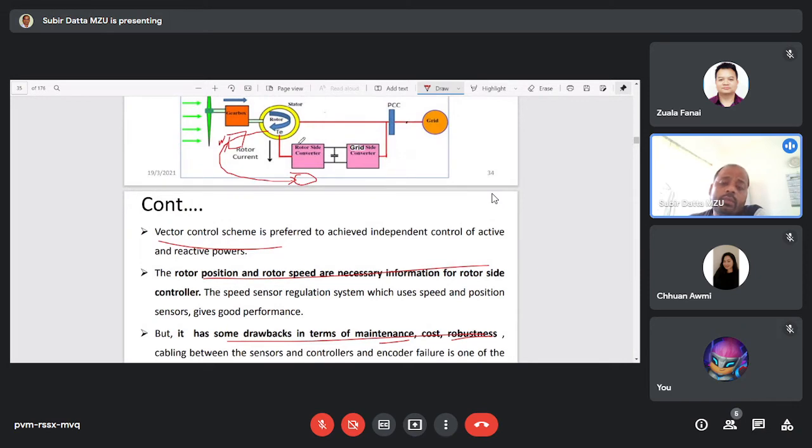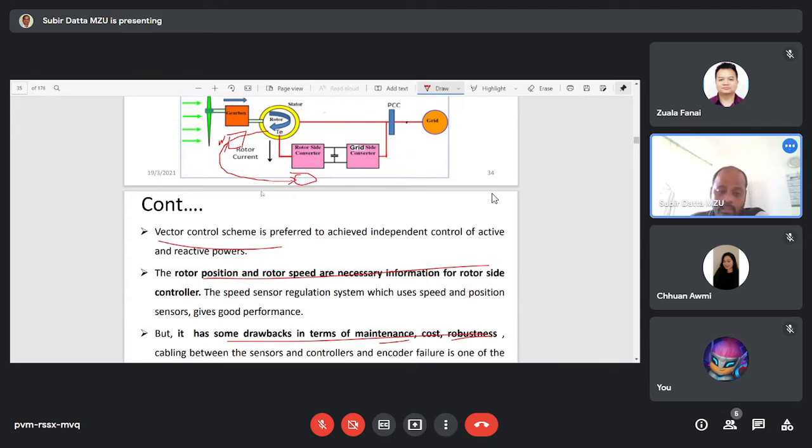But if we use the sensor to design the control scheme for the rotor side converter, then that control scheme or control strategy is called a speed sensor control scheme. If we design the control strategy by sensing the rotor position and rotor speed information from the generator, or from the DFIG, then we say that control scheme is called the speed sensor based vector control scheme.